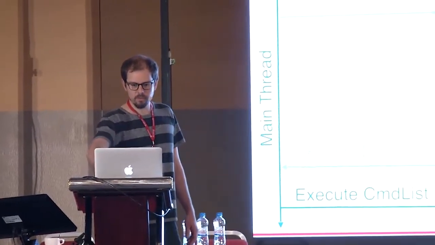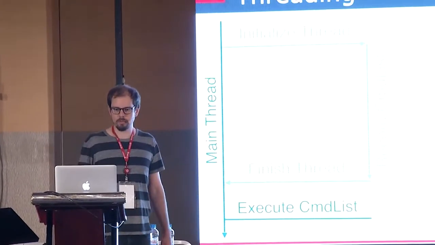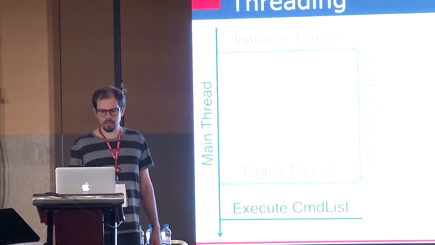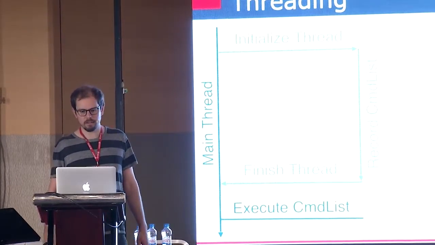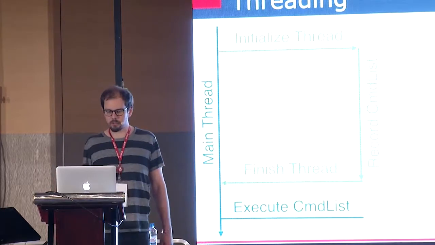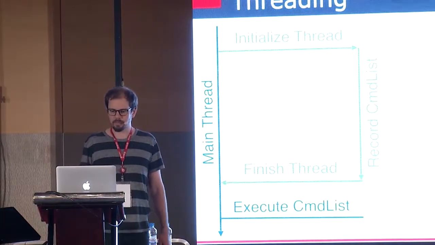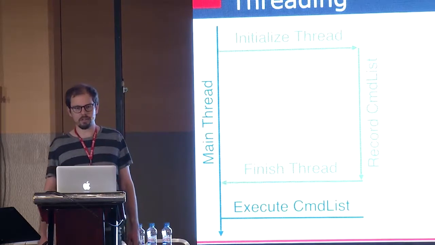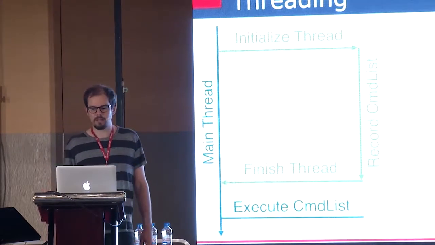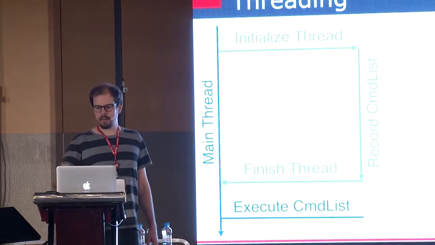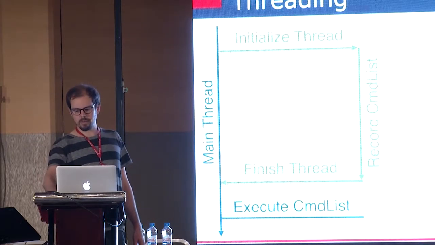We start work on async job. When we start working on async job, we initialize a bunch of thread local state. Then we record a bunch of draw calls into command lists, and then return the results with some cleanup state to main thread. And later in main thread, we execute these command lists.